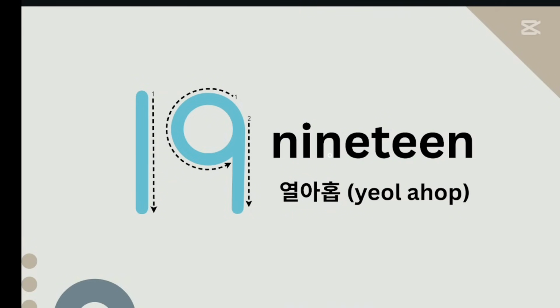Another number is 19. So we have N, I, N, E, T, E, E, N. So, again, 19. So long E again.